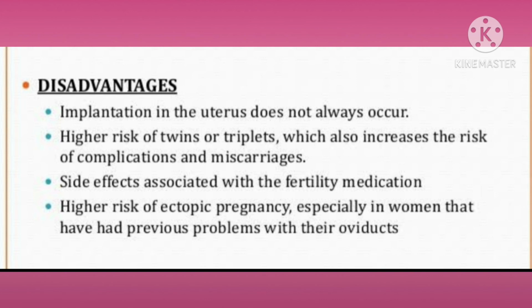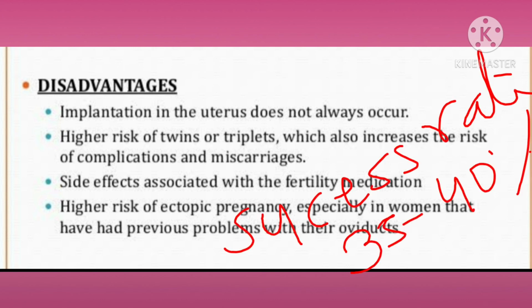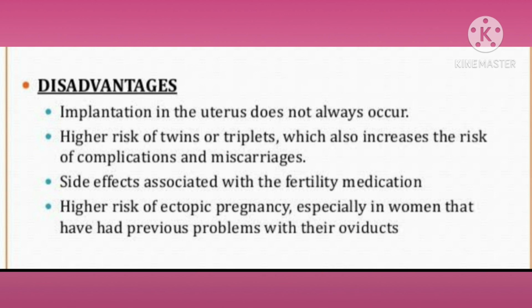There are side effects associated with the fertility medication, and a higher risk of ectopic pregnancy. Apart from this, the success rate is also very low. It is about 35 to 40%, and also depends upon age. That means for a woman of younger age, the success rate is higher.